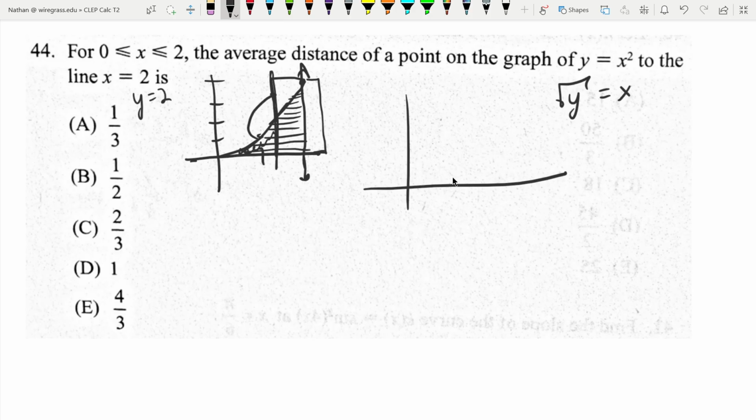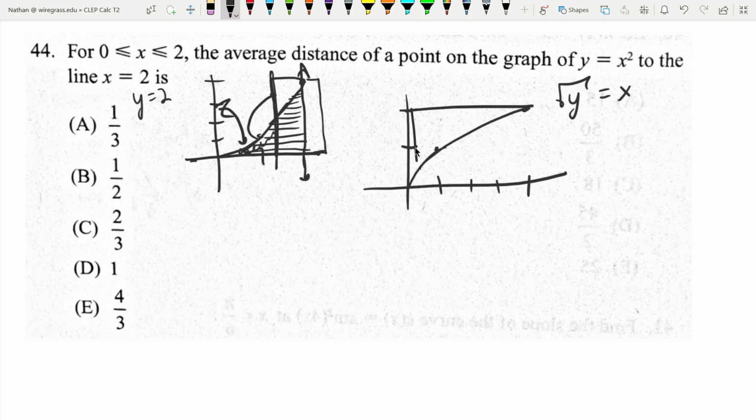Okay, so what that gives us is 1, 2, 3, 4 and 1, 2. It pretty much just flips these two axes, and we're going to get something like this. 1 goes to 1, the square root of 1 is 1, and the square root of 4 is 2. So it's going to look like this. And this is our y equal to 2 line.